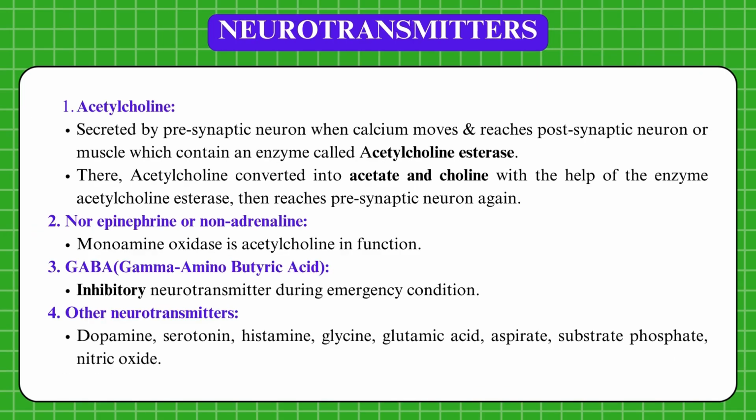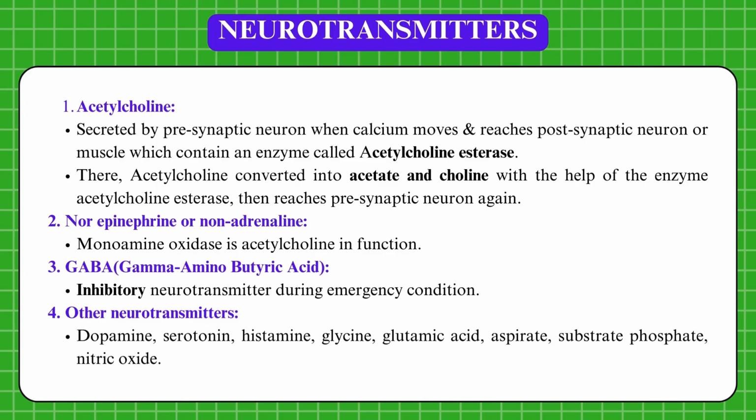Let's see neurotransmitters. Acetylcholine is secreted by the presynaptic neuron when calcium moves in, and reaches the postsynaptic neuron or muscle, which contains an enzyme called acetylcholine esterase. There, acetylcholine is converted into acetate and choline with the help of the enzyme acetylcholine esterase, then reaches the presynaptic neuron again.